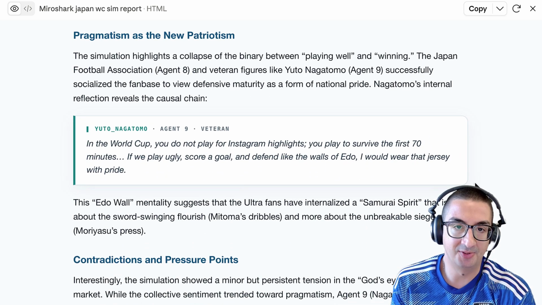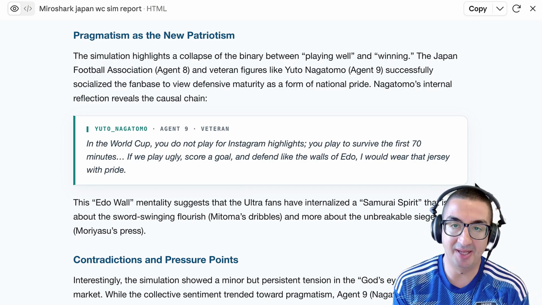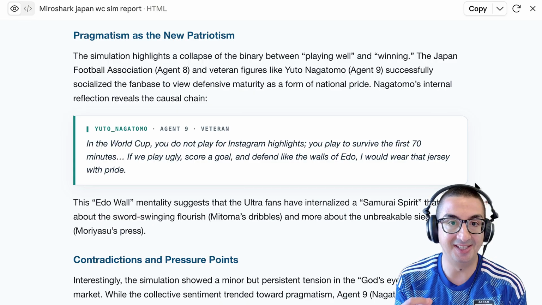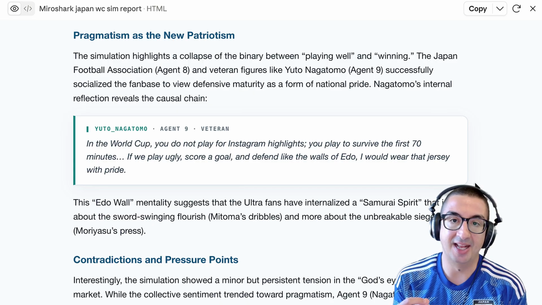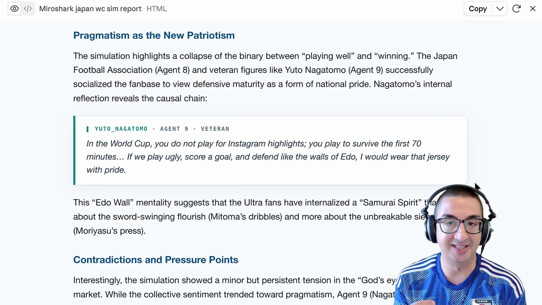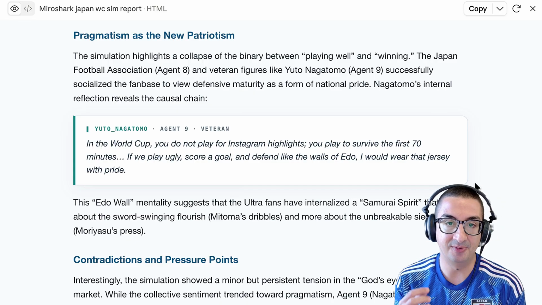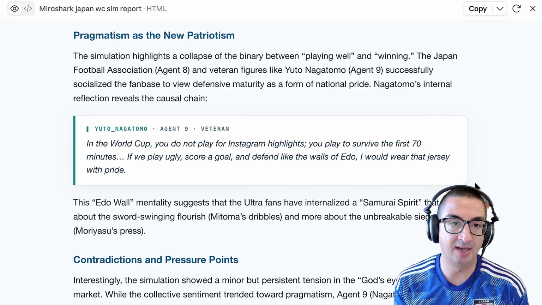Pragmatism as the new patriotism. The simulation highlights a collapse of the binary between a player playing well and winning. The Japan Football Association, Agent A, and veteran figures like Yuto Nagatomo, Agent 9, successfully socialized the fan base to view defensive maturity as a form of national pride. Nagatomo's internal reflection reveals the causal chain.